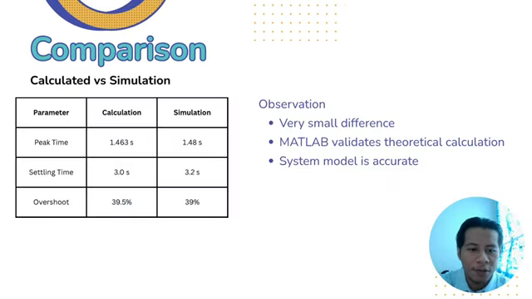Lastly, I would like to continue with my last slide, slide number 7, comparison. This slide compares the theoretical calculation with the MATLAB simulation results. For the peak time, the calculated value is 1.463 seconds, while the simulation gives around 1.48 seconds. The settling time changes slightly from 3.0 seconds to 3.2 seconds, and the overshoot changes from 39.5% to 39%. As we can see, the differences are very small. This shows that the theoretical calculations are accurate and successfully validated by the MATLAB simulation.